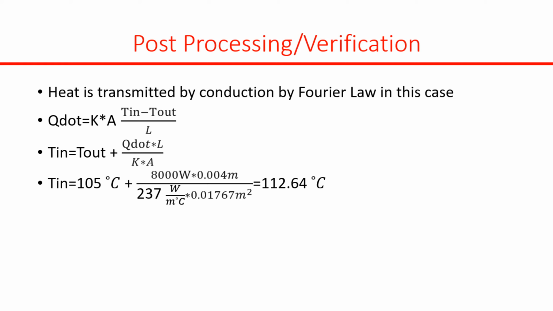In this case, the heat is transmitted by conduction, so we can apply Fourier's law. We're going to have the heat flow equals the thermal conductivity multiplied by the area, and all this is going to be multiplied by the temperature inside minus the temperature outside divided by the thickness. When we solve for the temperature, we will get 112.64 Celsius, and that's exactly the number we get in Ansys. So we can say we solved the problem.